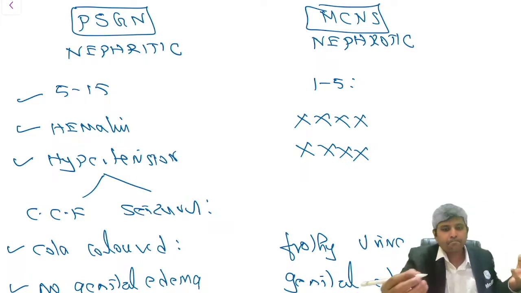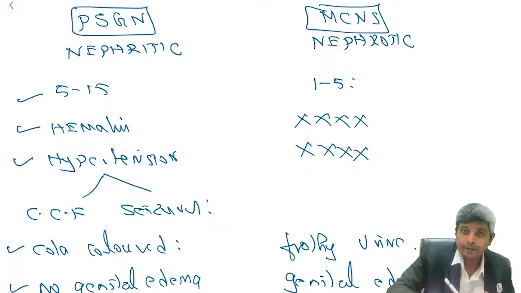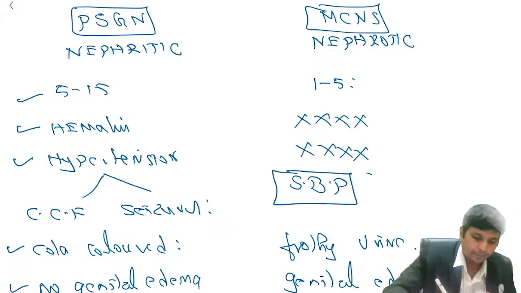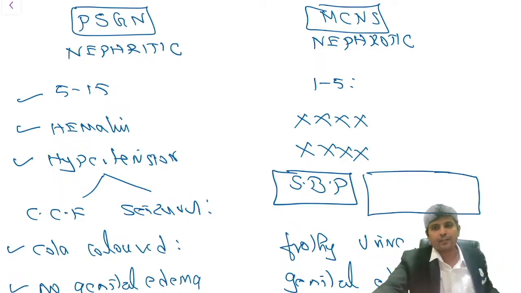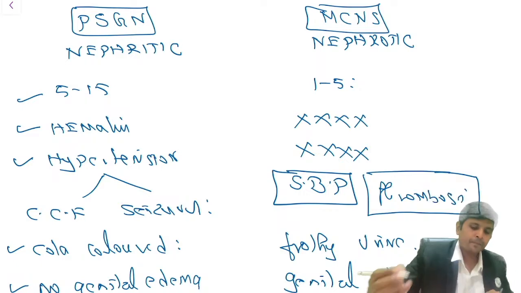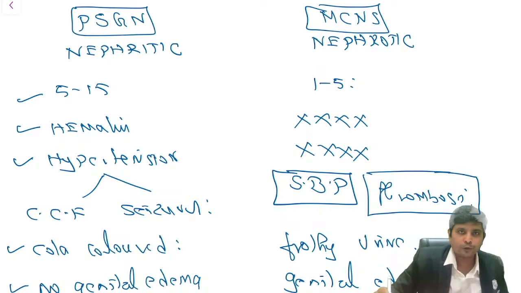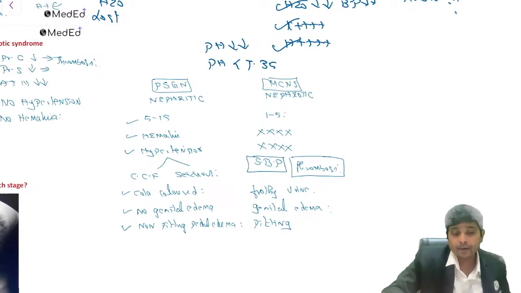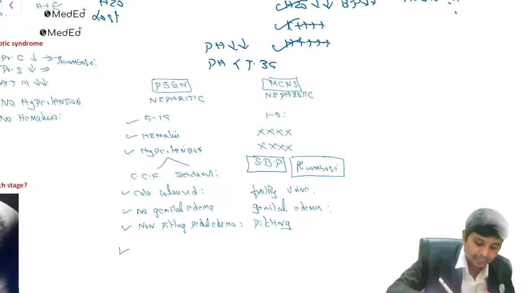And what are the manifestations of nephrotic syndrome? Here hypertension will manifest as CCF and seizure, whereas nephrotic syndrome can manifest as spontaneous bacterial peritonitis and thrombosis. So this is the basic difference between post-streptococcal glomerulonephritis and minimal change nephrotic syndrome. Post-streptococcal glomerulonephritis is less likely to relapse, whereas nephrotic syndrome is characterized by frequent relapses.